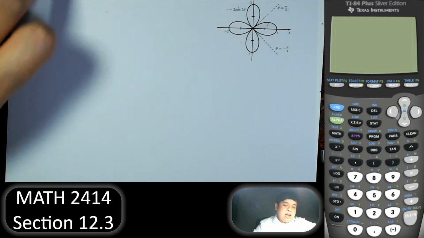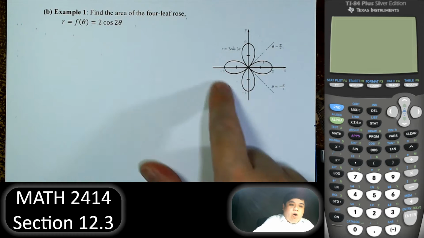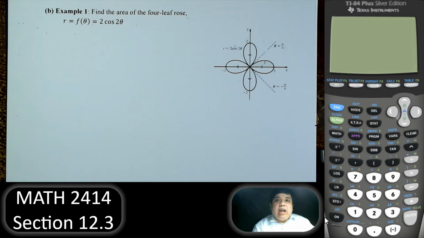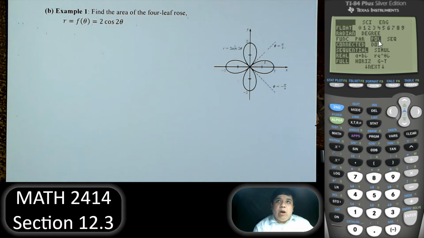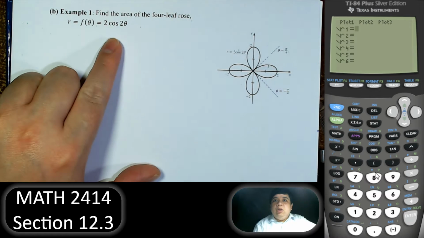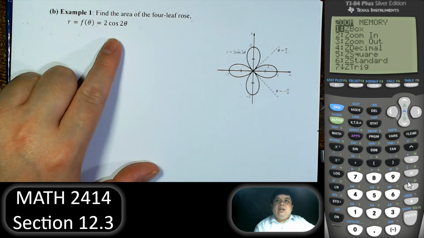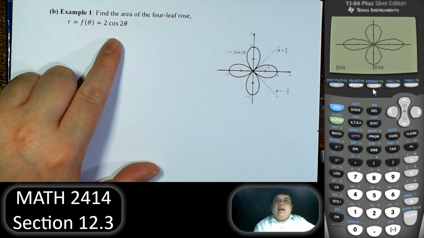Now let's look at the first example. Find the area of the 4 leaf rose. So we want to find the area of that. Actually, we can graph that as well. Make sure it's in the polar mode, radian. Let's graph 2 cosine of 2 theta. Kind of small, right? Let's zoom in. Better.